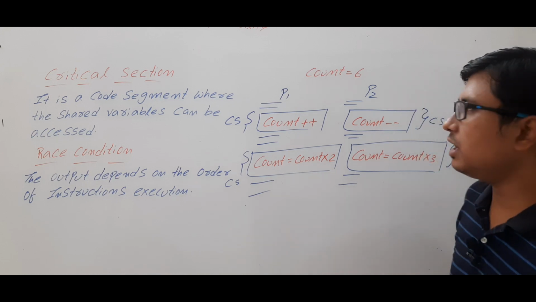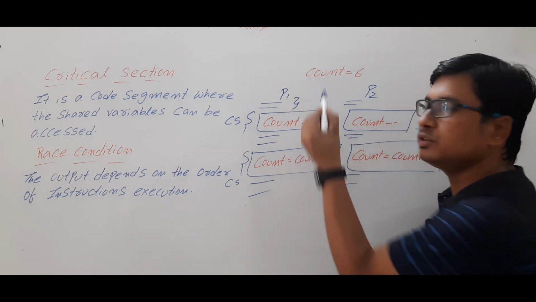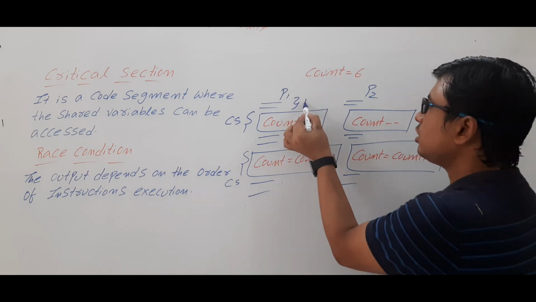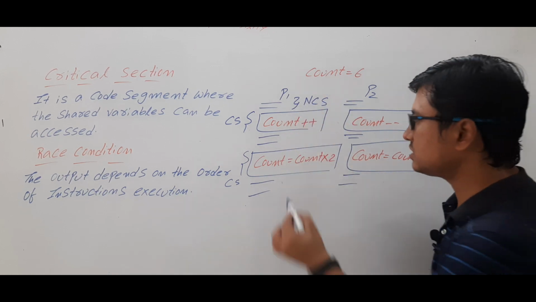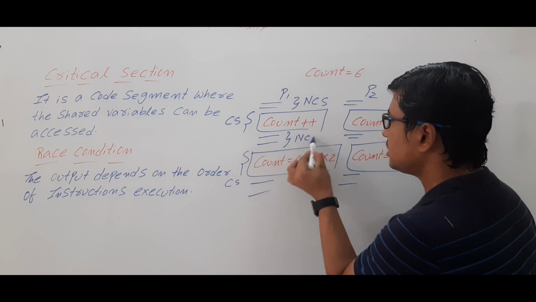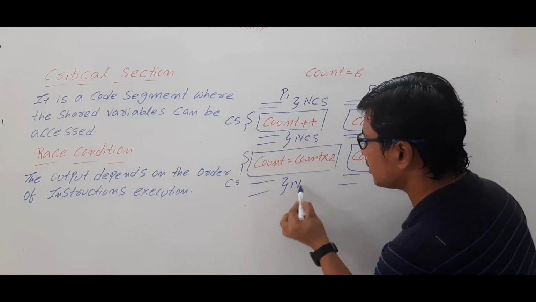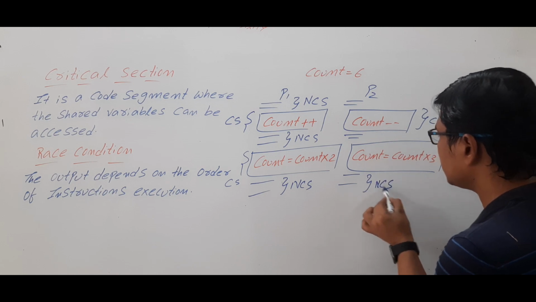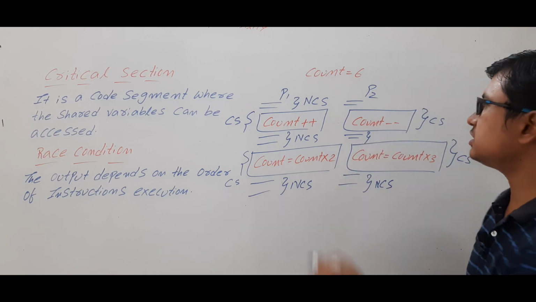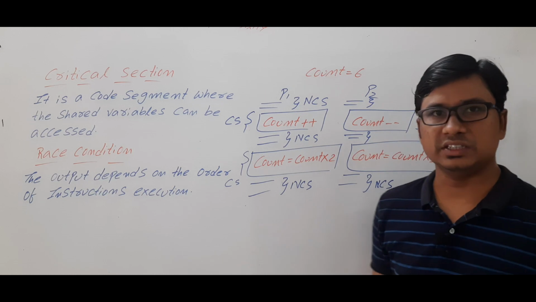And the part where you are not accessing the shared variable, that part we will call the non-critical section. Is it clear? So this part is a non-critical section, and this part is another non-critical section, and this part is another non-critical section. And similarly for the process P2, this part is a non-critical section, this is a non-critical section, and this is a non-critical section.